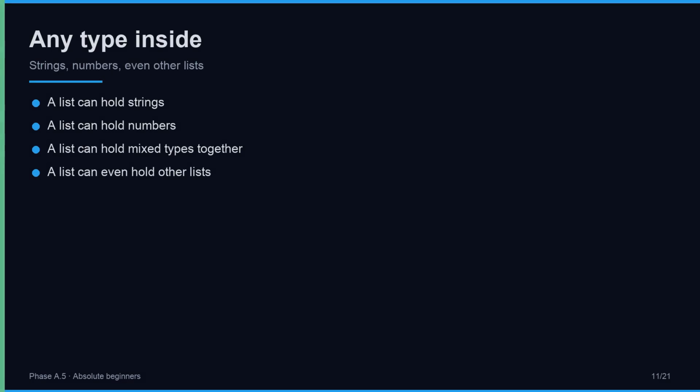A list does not care what type of item you put inside. You can have a list of strings, names. A list of numbers, scores. A list of booleans, flags.